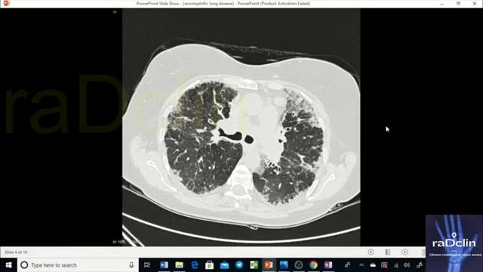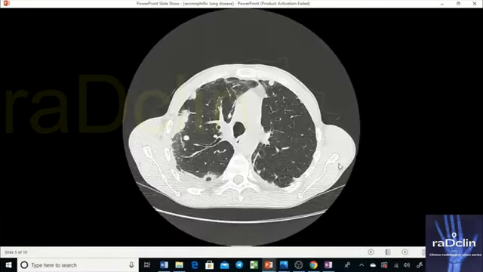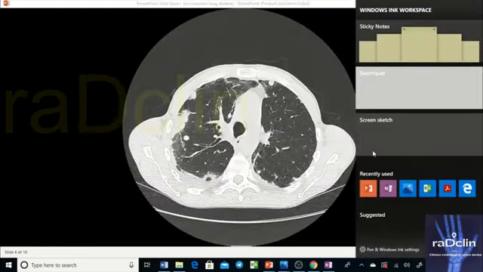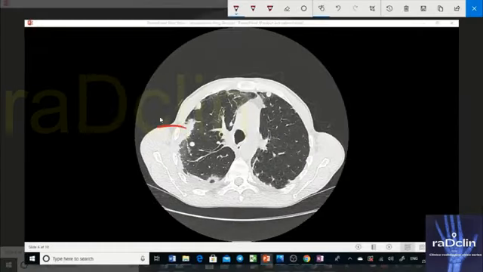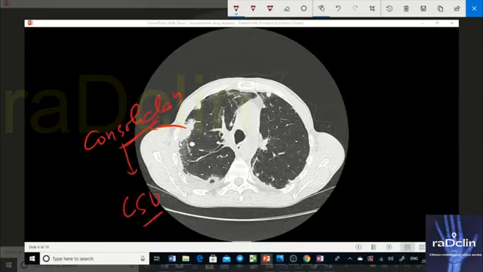And we can have consolidations, which obscure the vessels. It looks like this. This is a consolidation, a patchy consolidation. This is an image of Churg-Strauss vasculitis, but we have patchy consolidations here. That is what the consolidation looks like.